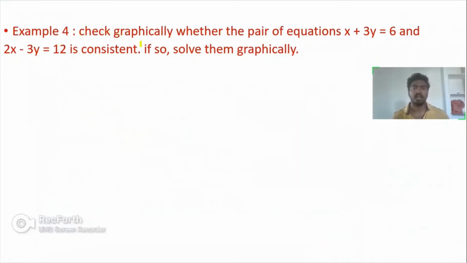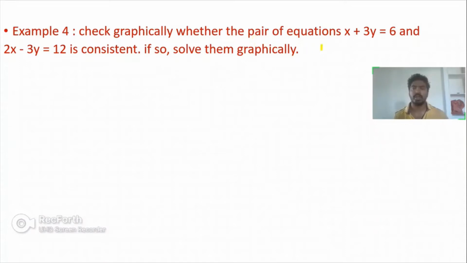Example 4. Check graphically whether the pair of equations x plus 3y is equal to 6 and 2x minus 3y is equal to 12 is consistent. If so, solve them graphically. Now, what information do they provide in the question?